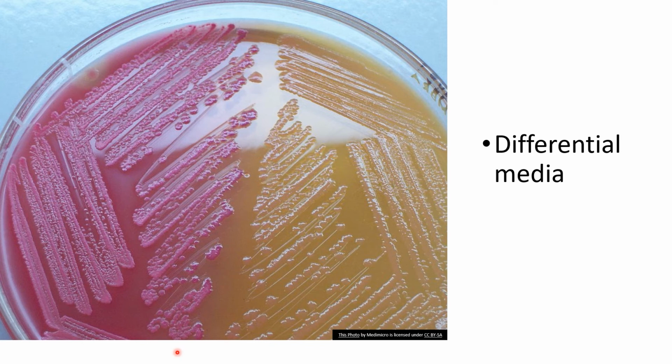So besides EMB, you also have, for example, MacConkey agar. So this agar has a pH indicator as part of it. The media becomes red when it's acidic. And if you have lactose fermenting bacteria, they will also show up as red colonies. That helps you differentiate lactose fermenting bacteria from non-lactose fermenters.